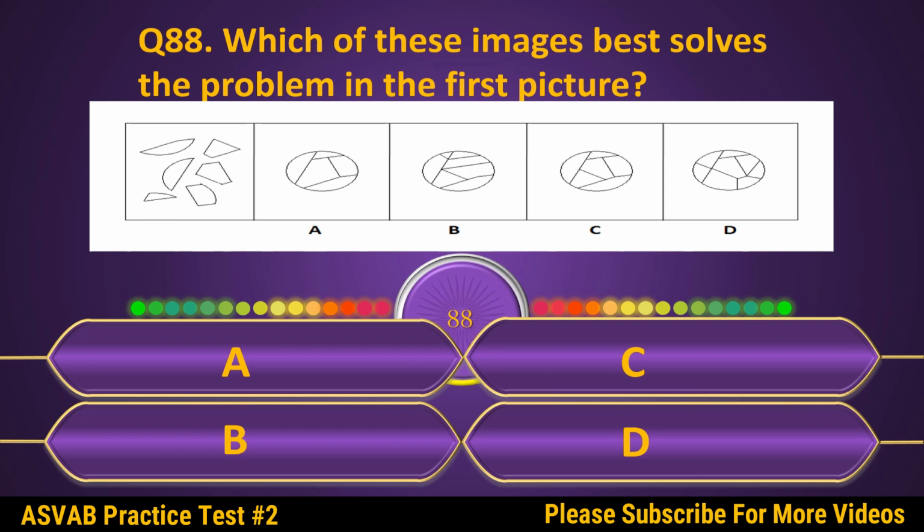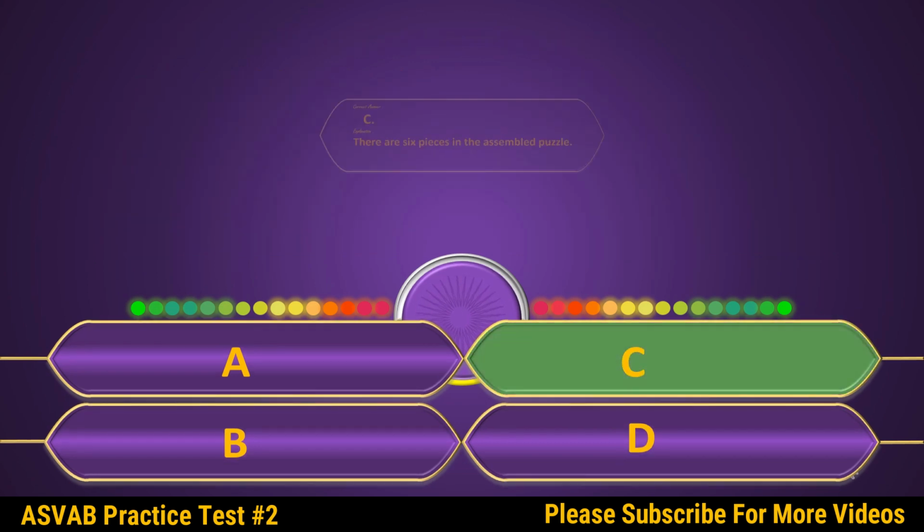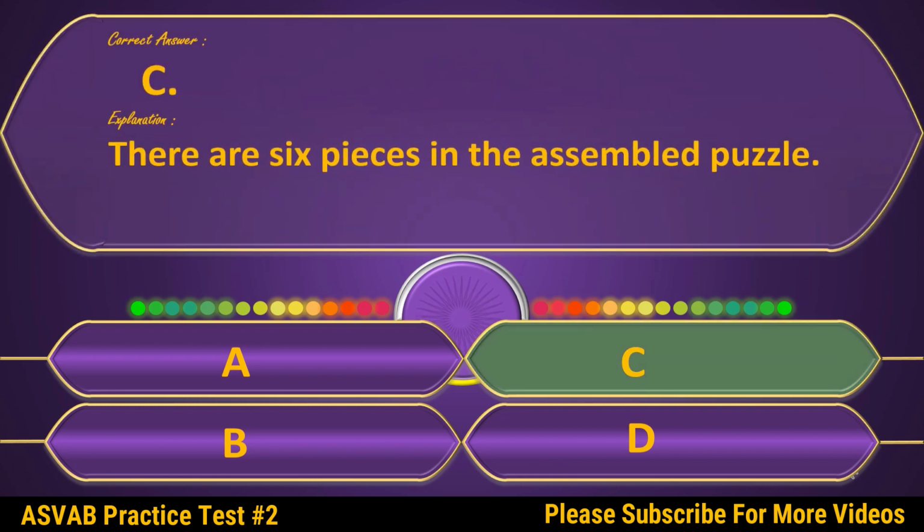Question number 88. Which of these images best solves the problem in the first picture? And the options are A, B, C, or the option D. And the correct answer is option C. There are 6 pieces in the assembled puzzle.